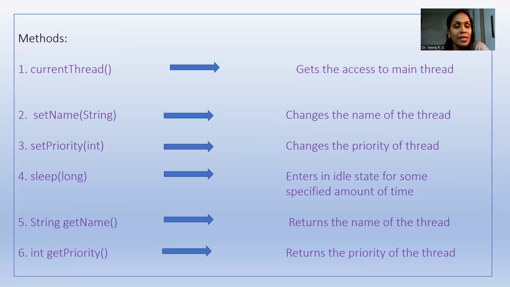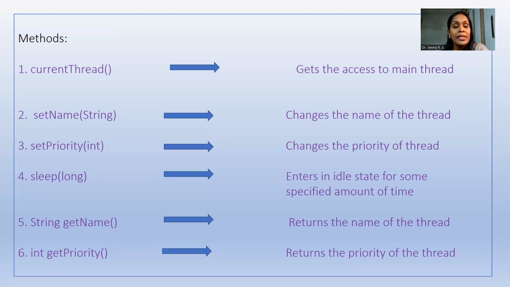You have a next method named setName. If you pass string type data as a parameter to this method, it is going to change the name of the thread. setPriority is a method which, by passing an integer value, will change the priority of a thread, and the priority will range from 1 to 10. And if you don't set the priority explicitly, by default, the priority of a thread becomes 5. That is a normal priority.